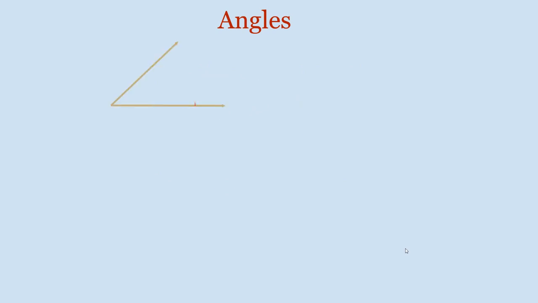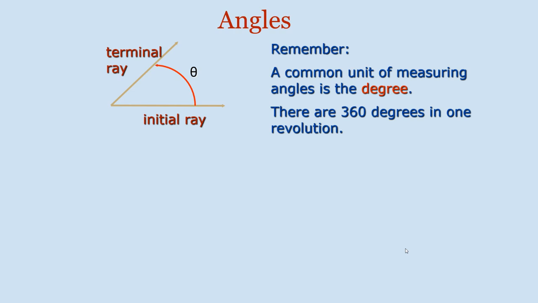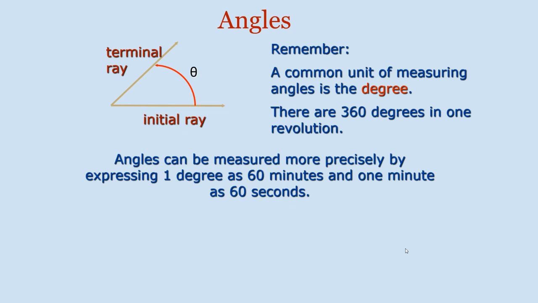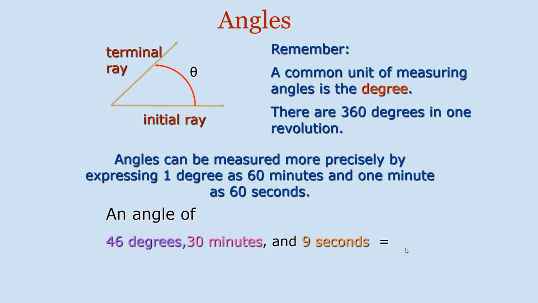Okay, so we have discussed angles so far. We know that we have an angle where the initial side is along the positive x-axis, and we locate the terminal side based on the rotation of being positive or negative. Remember that a common unit of measuring angles is the degree. There are 360 degrees in one complete revolution around the circle. Angles can be measured more precisely by expressing 1 degree as 60 minutes and 1 minute as 60 seconds. As an example, an angle of 46 degrees, 30 minutes, and 9 seconds is written using the symbols 46 degrees, 30 minutes with the apostrophe, 9 seconds with the quotes.